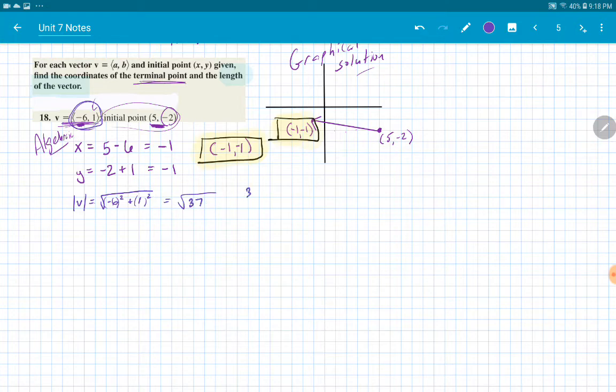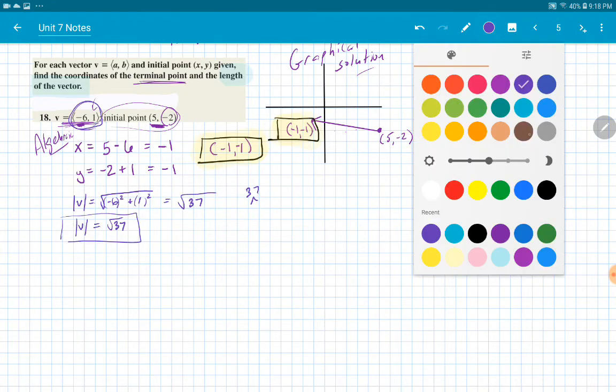And I do need to check that I can't break that down. 37 is actually prime, so I can't break that down any further. And I get that the magnitude is radical 37. I can keep that as positive. It's not plus or minus since I know it's a length. So that is my final answer for that one.